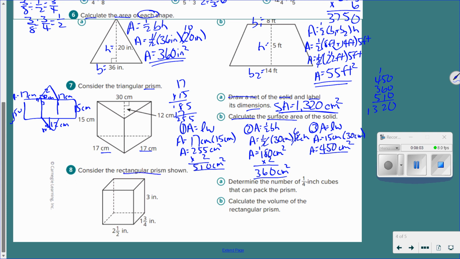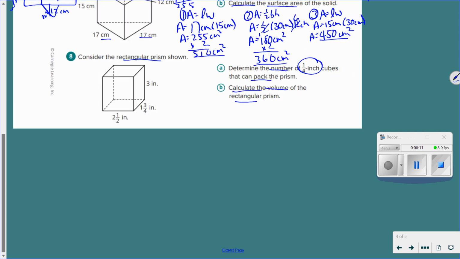Okay, we have a rectangular prism. Determine the number of 1/4 inch cubes that compact the prism. Calculate the volume of the prism. So because they've told me what size cubes to use, I now need to convert the measurements into cubes. So if it's 1/4 inch cubes, how many fourths are there going to be in 3 inches? 12 of them. How many fourths in 1 3/4 is going to be 7. How many fourths in 2 1/2 is going to be 10.